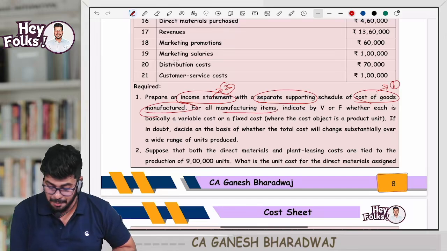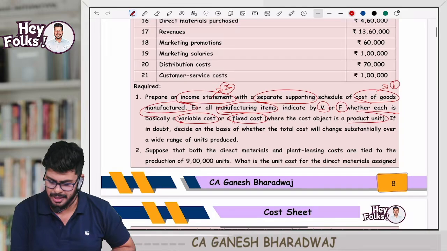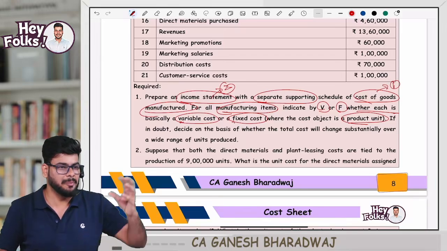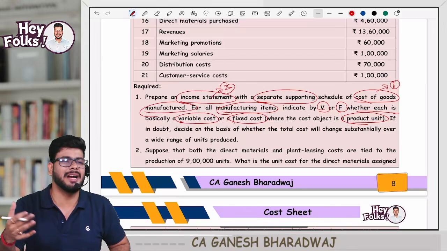And for all the manufacturing items, indicate by V or F whether each is basically a variable cost or a fixed cost, where the cost object is a product unit. So keeping every unit as the base, tell me whether a particular line item is variable or fixed. Some additions they have given.